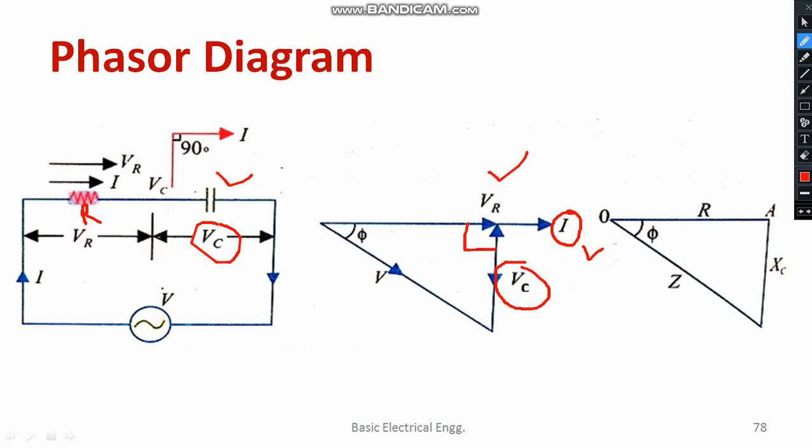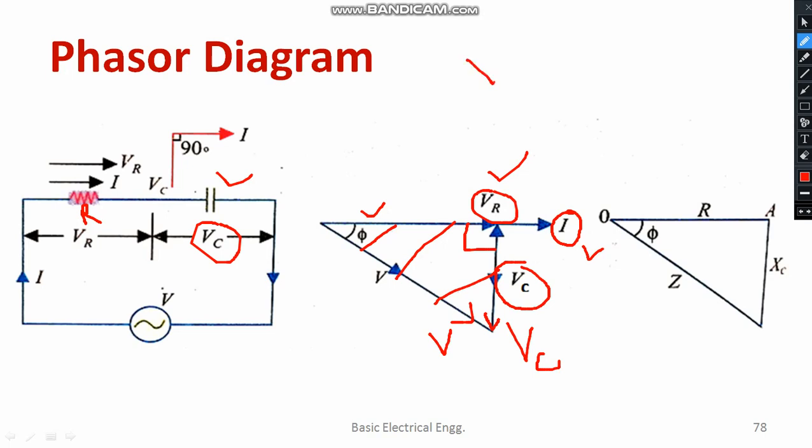Fine. Therefore, what could be the resultant voltage? Let us draw the resultant like this. This is your VC. Then the resultant voltage will be V only. This is your resultant voltage, this will be VC and this must be VR. The angle between the resultant voltage and the voltage across the resistor is represented as phi. Then you can form a triangle like this. Clear? Now this triangle you can modify like this.